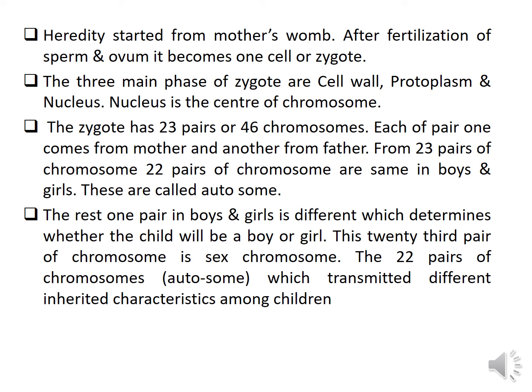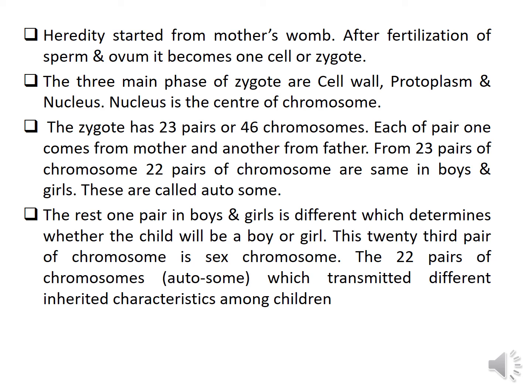Okay, heredity starts from the mother's womb. After fertilization of sperm and ovum, it becomes one cell, or zygote. The three main parts of the zygote are the cell wall, protoplasm, and nucleus. The nucleus is the center of the chromosomes. The zygote has 23 pairs, or 46 chromosomes. Of each pair, one comes from the mother and the other from the father.